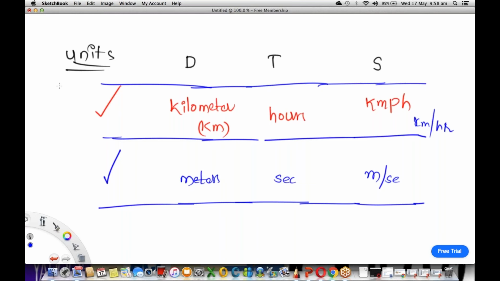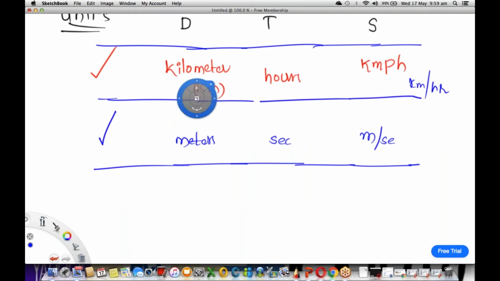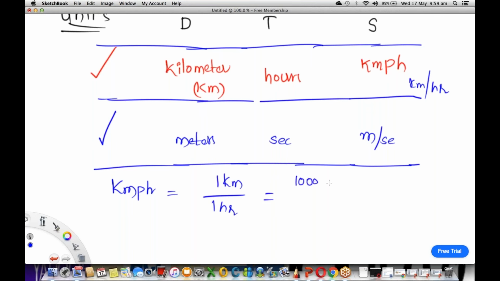Now we'll go to the question directly. But before going to a question, I just want to do one simple conversion here. I have kilometer per hour. What is the meaning of kilometer per hour? Kilometer per hour is nothing but 1 kilometer distance traveled in 1 hour of time taken. So can you tell me what is 1 kilometer in terms of meters? 1 kilometer in terms of meters is 1000. So 1 kilometer is equal to 1000 meters.